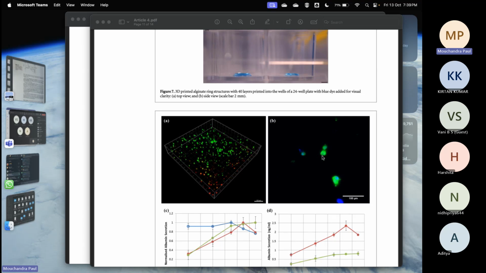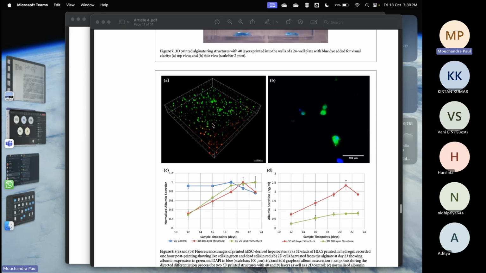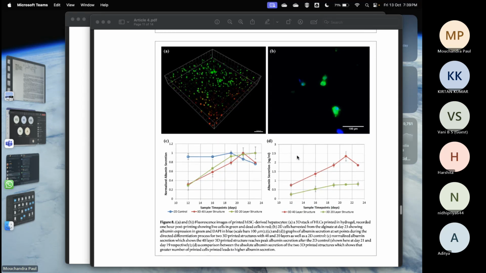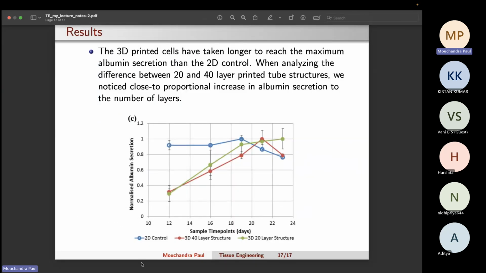So these green dots are showing albumin being secreted inside this. These two graphs I didn't put up in the slide. I was talking about this slide. Here in this slide, it is a graph which has quantified the amount of albumin secreted by the cells that are encapsulated inside the alginate hydrogel in a ring kind of structure.